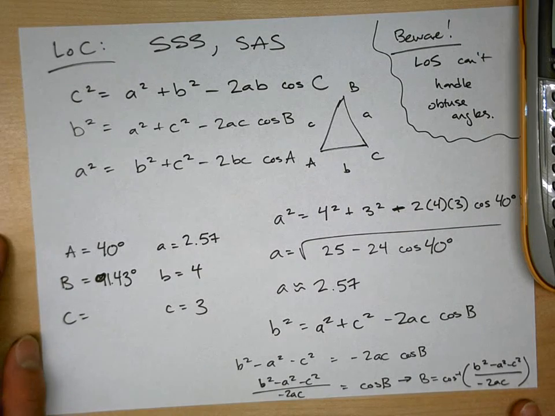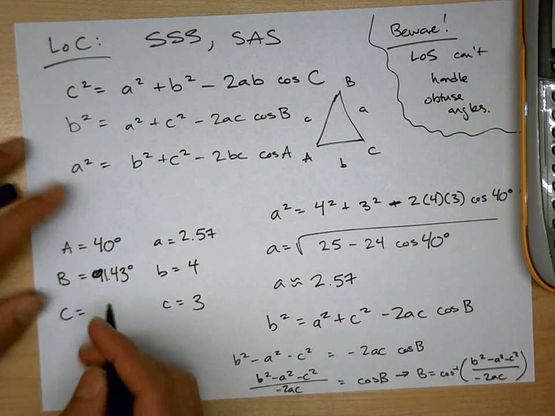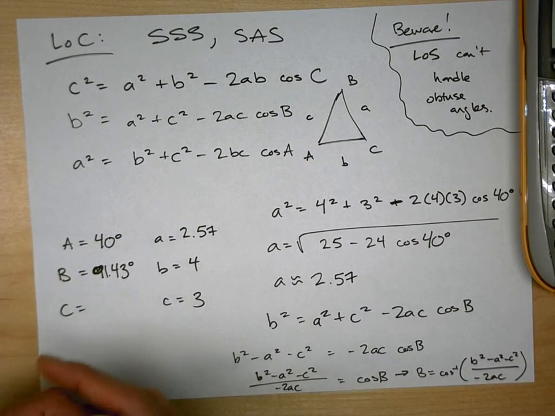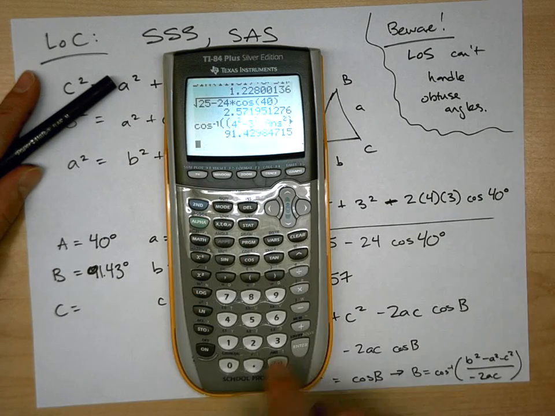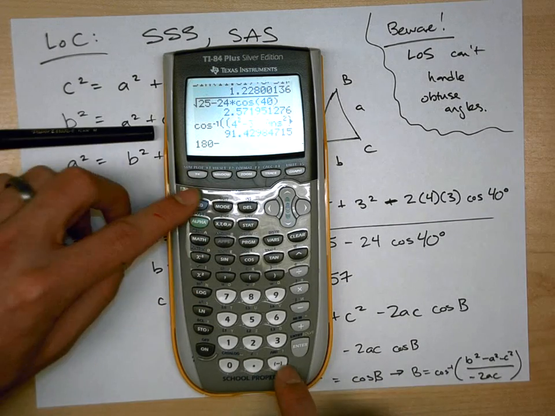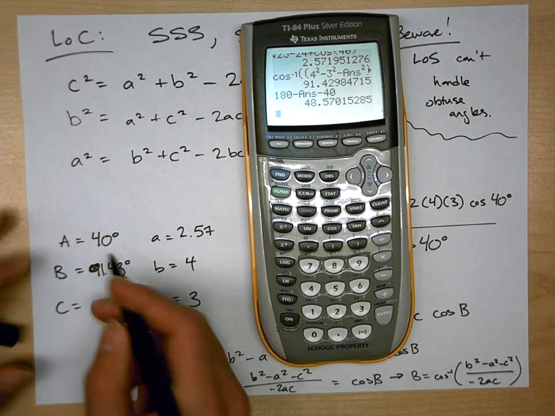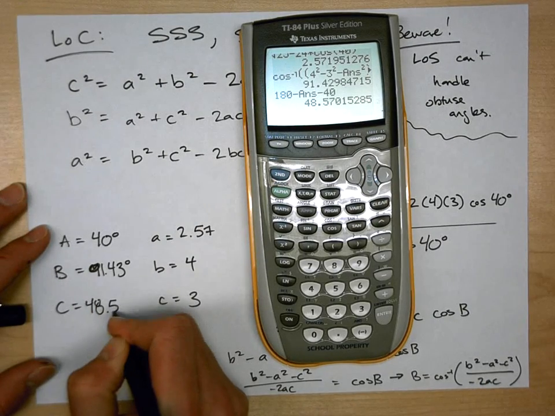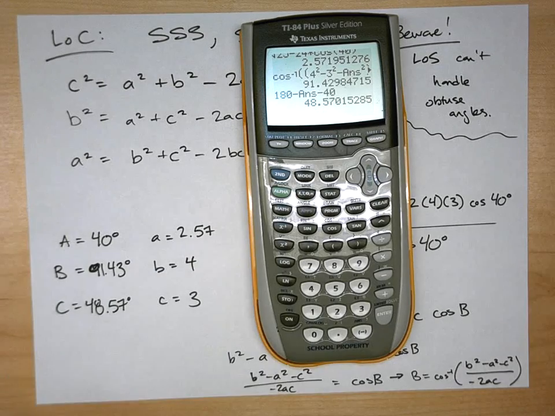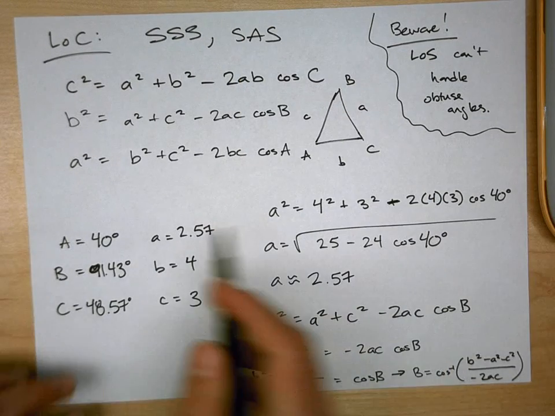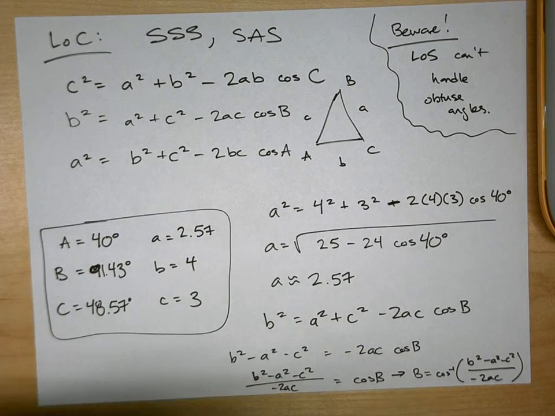Now what do we do for this last piece? Well, that same trick we always do: these three add up to 180. So we can just do 180 minus what we got, minus 40, and that's 48.57 degrees. And there you have it. We're done. We just solved this triangle using the law of cosines.